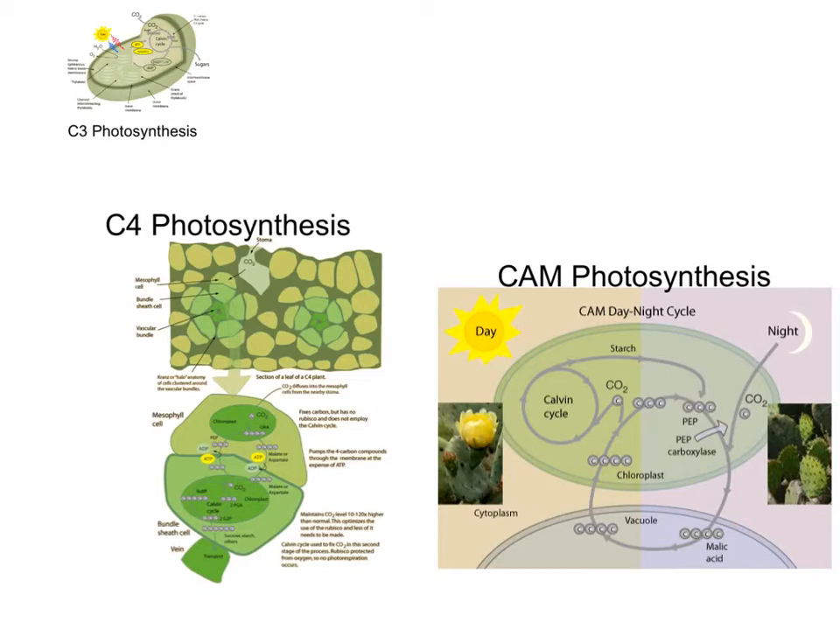And where C4 photosynthesis really focuses on separating it by place, it's going to do the Calvin cycle in the bundle sheath cells and capture the CO2 in the mesophyll cells. And C3 photosynthesis just does it as it comes in. C3 photosynthesis is the most used on the planet, but in tropical regions, where there's a lot of sunlight and a lot of water, you're going to do a lot of C4 photosynthesis. It's more efficient and less photorespiration is done.